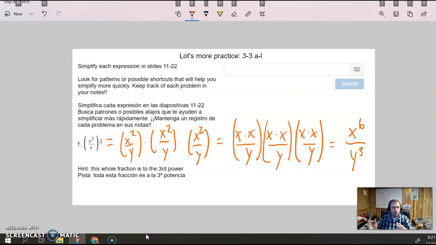X's and y's, we can't use those to eliminate, right? They're not the same, they're different variables, and so this is our final simplified expression. See, x to the 2nd to the 3rd power, we get a 6. Y to the 3rd power, we get a 3. Hopefully that's making your brain see a pattern.